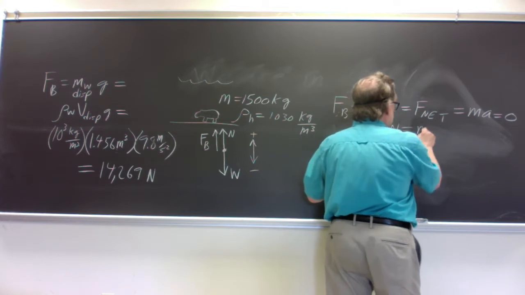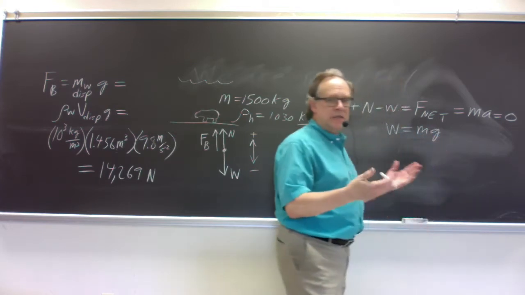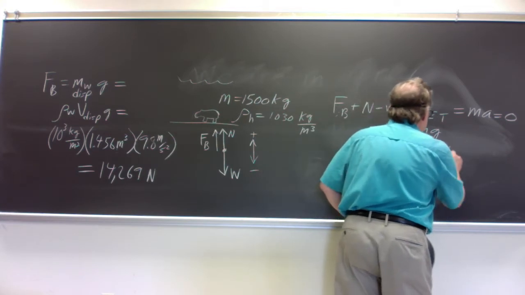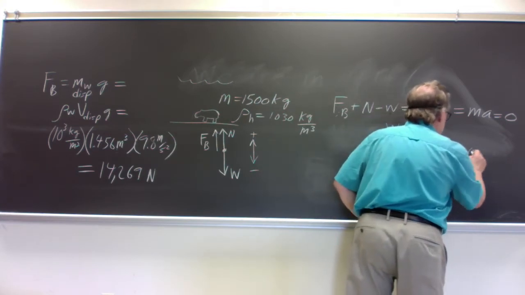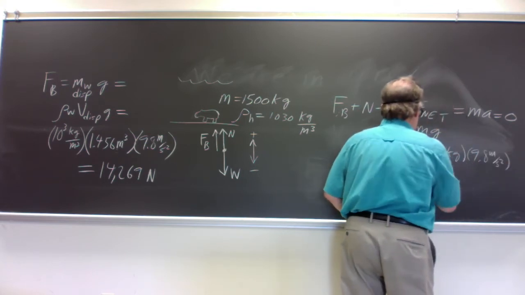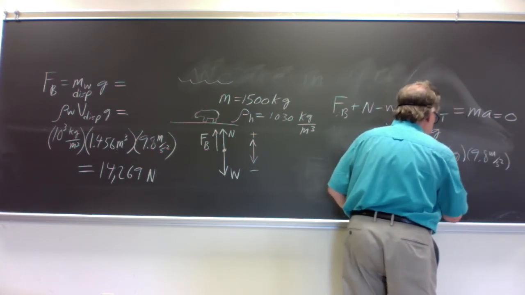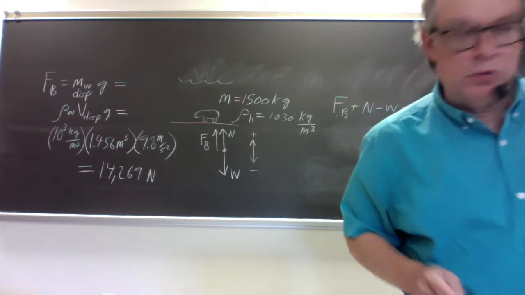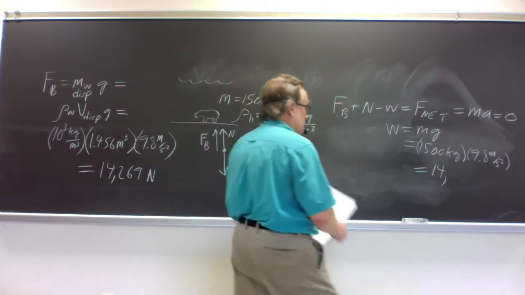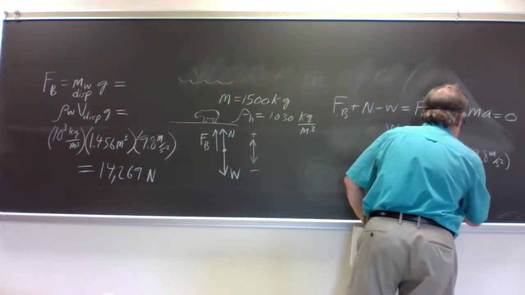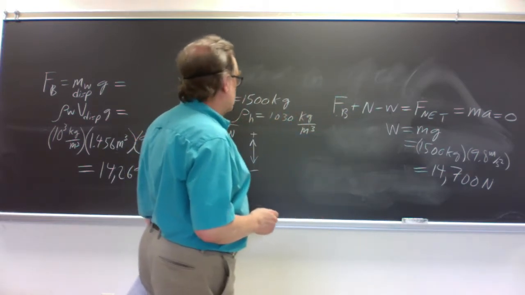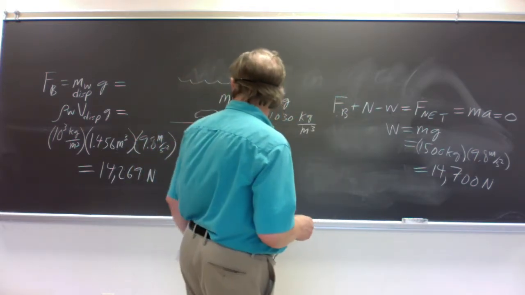Weight is just mass times g, mass of the hippo times g, which is 1,500 kilograms times g. And that comes out to 14,000. Let me make sure I've got the numbers right. Comes out to 14,700 newtons. So we know this number.